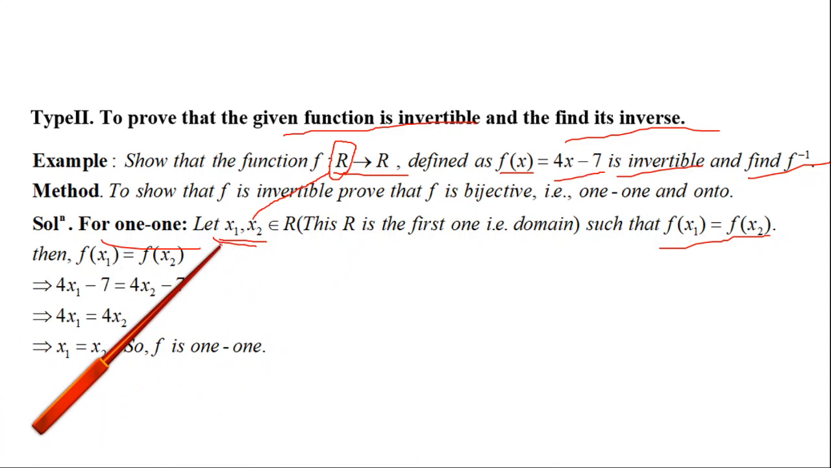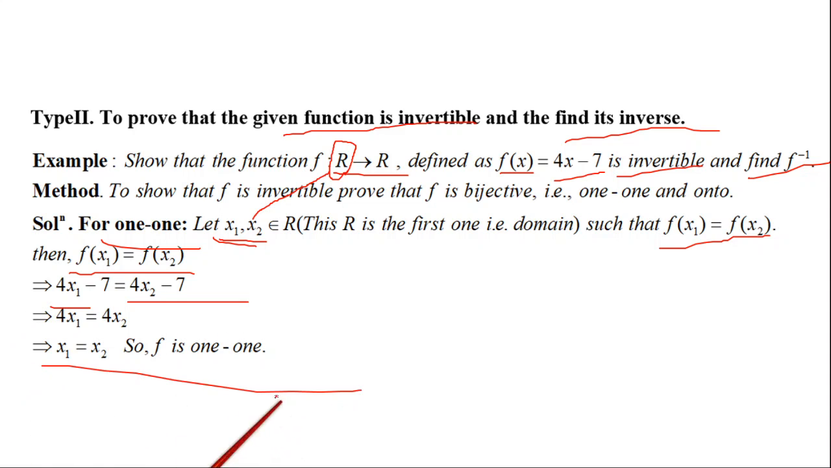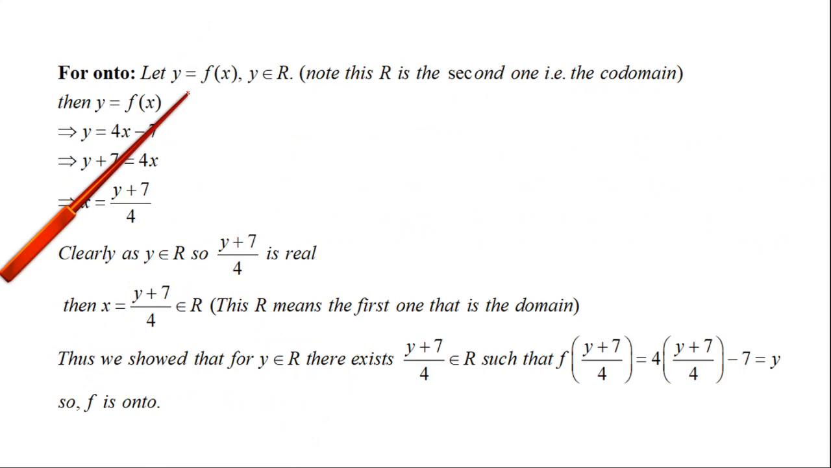x1 and x2 are the same only, then the function will be one-one. So here let us take x1 and x2 in this domain such that the images of these two are the same. By the definition, f of x1 will be this, f of x2 will be this. Solving it, we get x1 equal to x2. So this implies that f is one-one. Now next is onto.